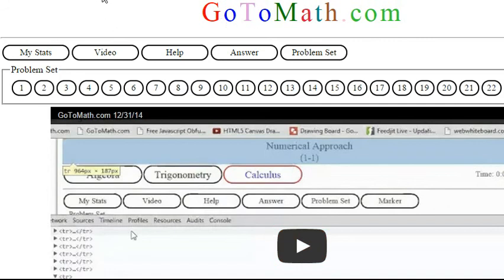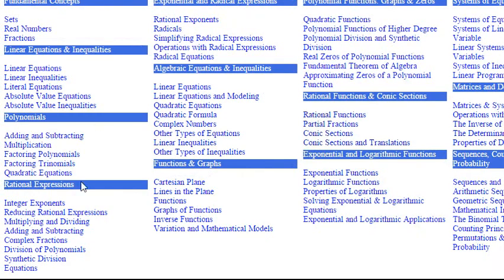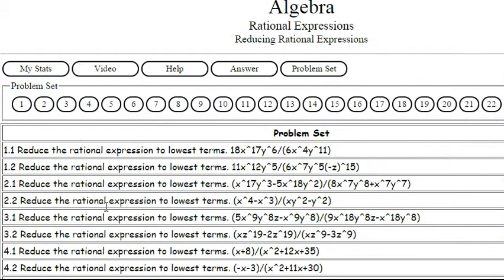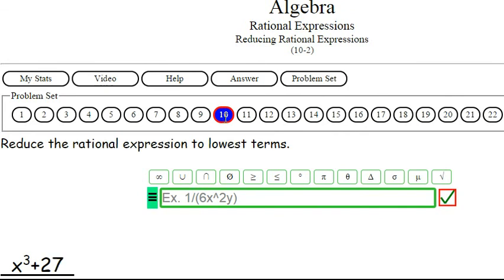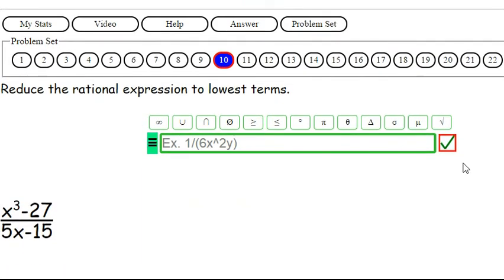Alright, let's go up here to Algebra and down to reducing rational expressions. We are looking at 10.1. If I can get it to come up. There it is. Alright, let's write this down.